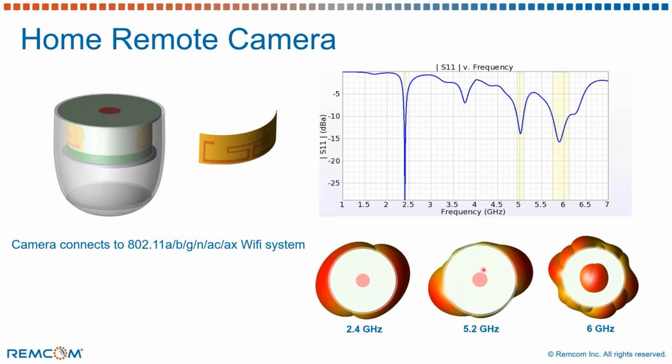This is the dip at 2.4 gigahertz, 5 and 6 gigahertz. And similarly, we have the radiation patterns at these different frequencies. You can see at 2.4 gigahertz, we have a much wider area being covered by this antenna. With 5.2 gigahertz, this covers a much narrower region. And 6 gigahertz provides more uniform coverage and also some coverage on top of the camera.